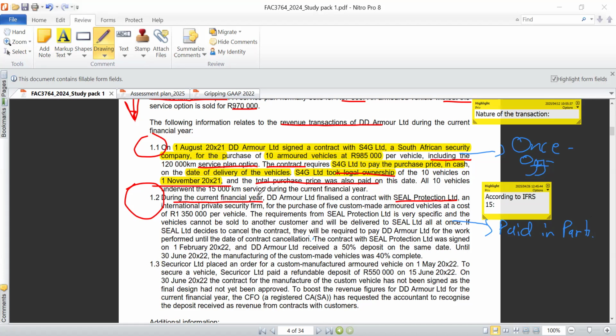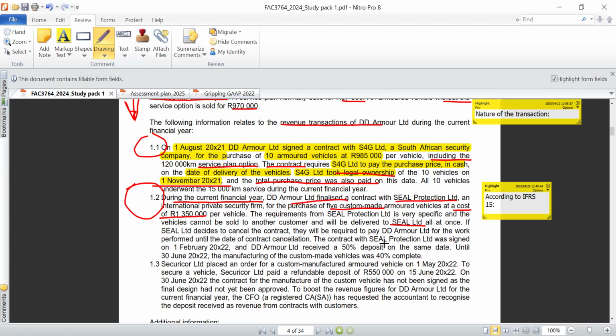During the current financial year, DD Armour Limited finalized a contract with Seal Protection, an international private security firm. That was for the purchase of 5 custom-made armored vehicles at a cost of how much? 1,350,000 per vehicle. The requirements from Seal Protection are very specific, and the vehicles cannot be sold to another customer and will be delivered to Seal all at once. If Seal decides to cancel the contract, they'll be required to pay DD Armour Limited for the work performed until the date of the contract cancellation.